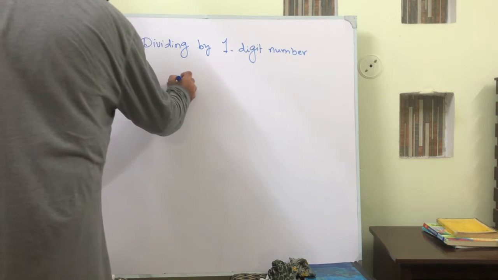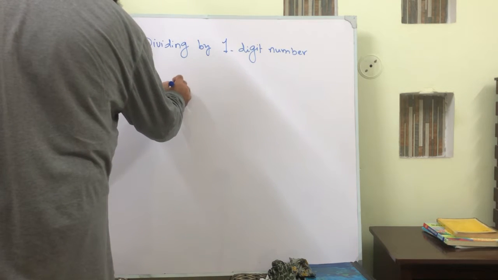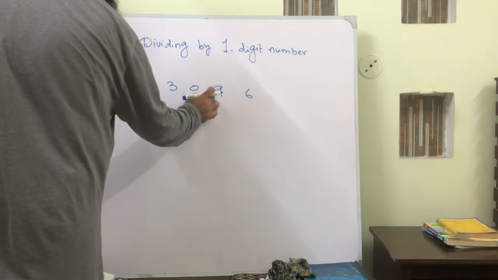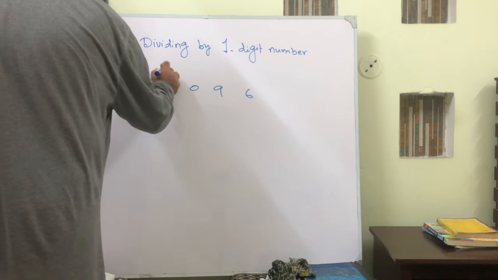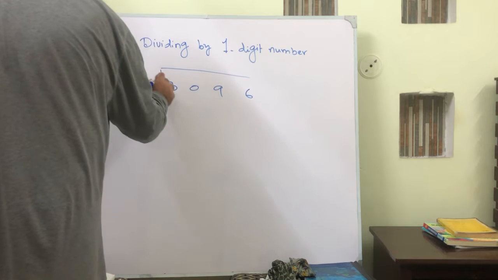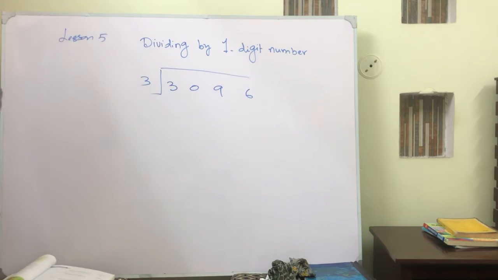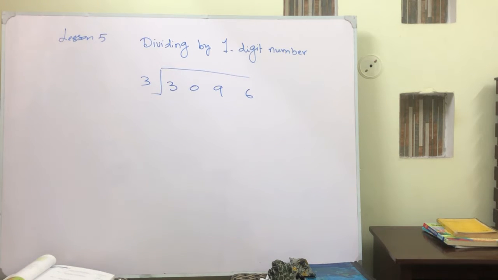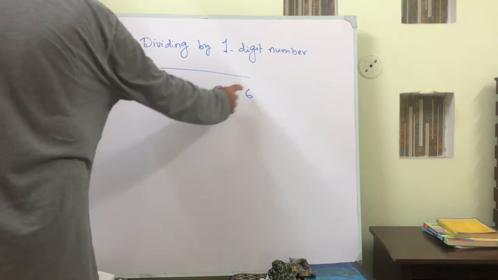Here we have 3096. I am placing a gap in the numbers. Divide by 3. Okay, let's start. First thing is that we need to go for the table of 3 because we are dividing by the number 3. Then we need to start from this side, not from this side.